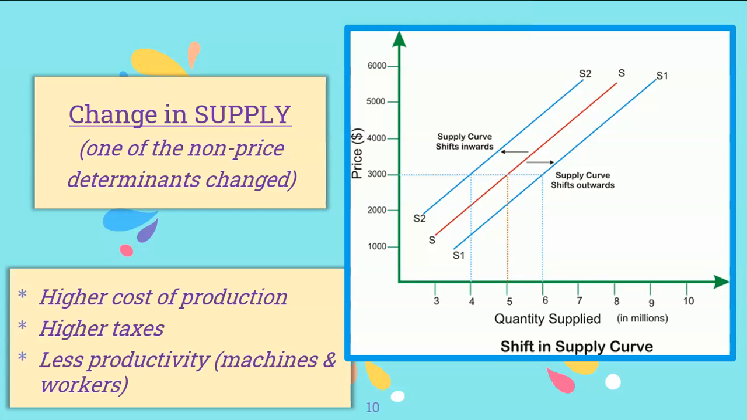It could be the higher cost of production. It could be the higher taxes with the government involved. It could be the productivity issues. Maybe the workers aren't there, or the machines are broken, or you ran out of supplies, whatever. So anything like that will cause a shift, and make sure you're paying attention to which direction it shifts. Don't forget this bottom corner of the axis here is technically 0 on your graph. So shifting inwards towards the left means it's a less supply, and then shifting outwards to the right means an increase in supply.